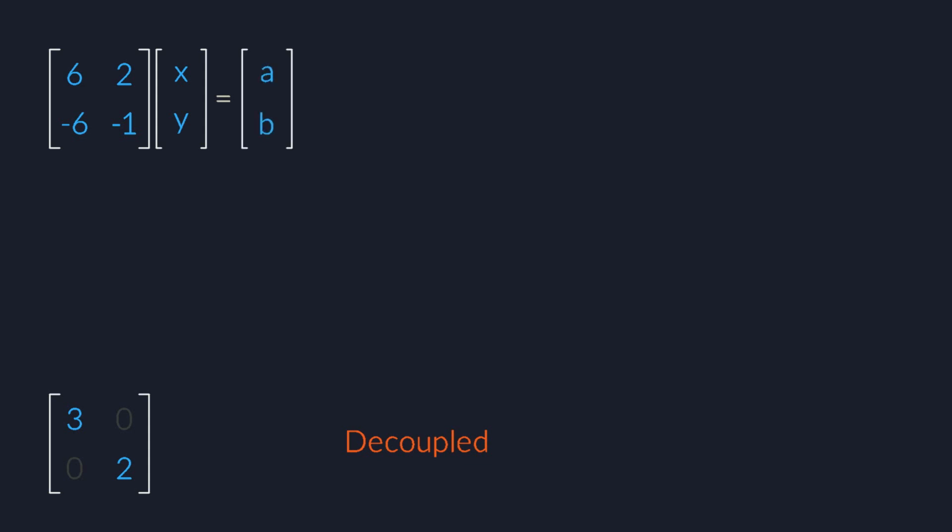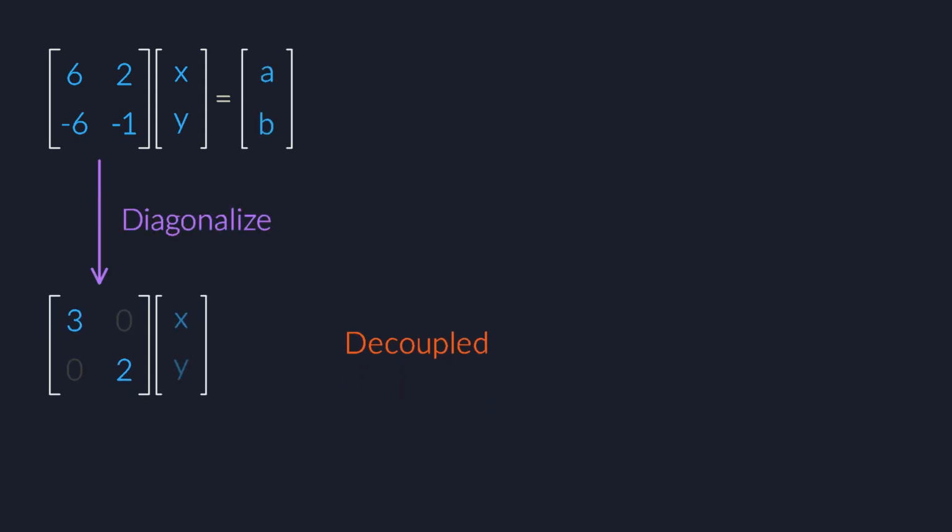This is extremely useful if we have to solve a complicated system of equations. If we can somehow manage to transform it into a diagonal system, the equations become trivial to solve, because each of them contains only a single unknown. The system falls apart into independent equations. That's what the word decoupling means.